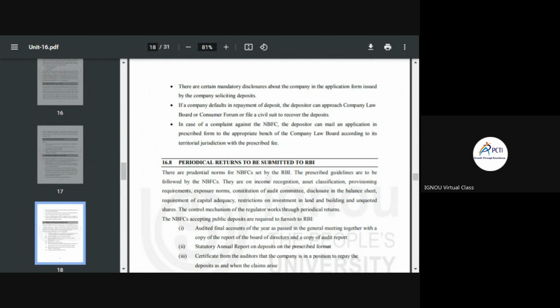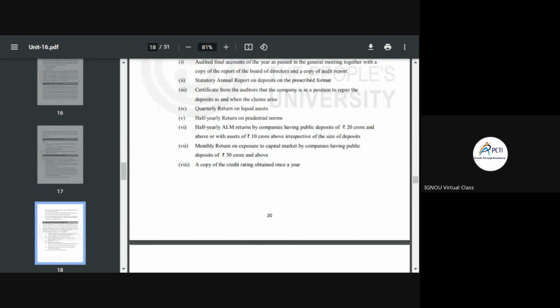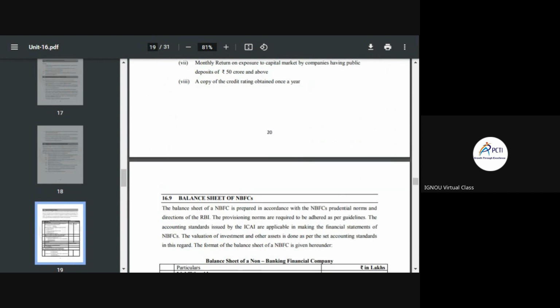So now we have some public depositors' requirements that need to be furnished to RBI. First of all, the audited final accounts, and the copy of the audit report need to be furnished to RBI. Then the statutory annual report on deposits, a certificate from the auditor, a quarterly return on liquid assets, a half yearly return on prudential norms, half yearly ALM returns by companies having public deposits of 20 crore and above or with assets of 10 crore and above, irrespective of the size of deposit, a monthly return on exposure to the capital market by companies having public deposits of rupees 50 crore and above, and a copy of the credit rating obtained once a year.